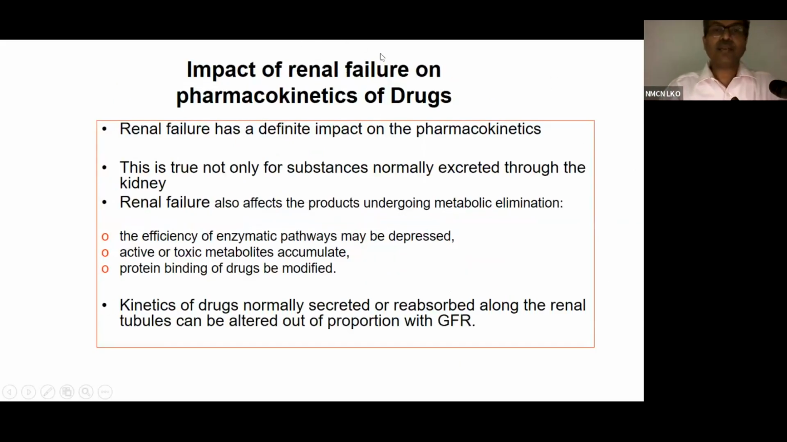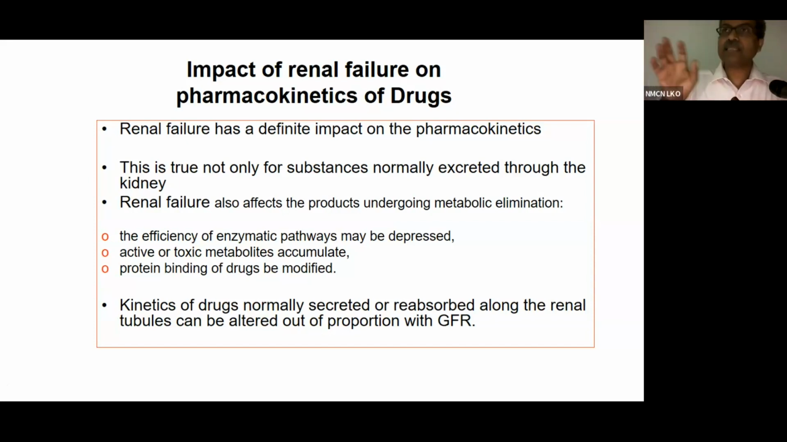The impact of renal failure on the pharmacokinetics of drugs is also important. Renal failure has its own kind of problems. The patient starts passing less urine, develops oliguria, the patient has swelling of the body, and the volume of distribution of the drugs will increase. Many times in renal failure the efficacy of enzymatic pathways is depressed, active and toxic metabolites accumulate, and protein binding of the drugs is modified. If the serum albumin level is low, free drug availability would be more. So sometimes drug toxicity depends on this.